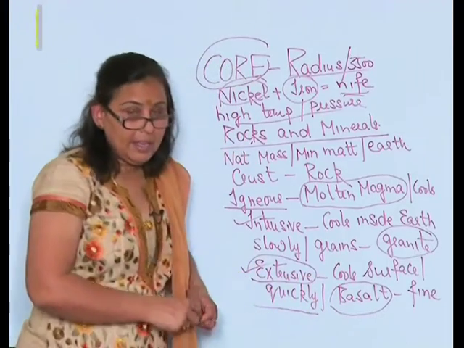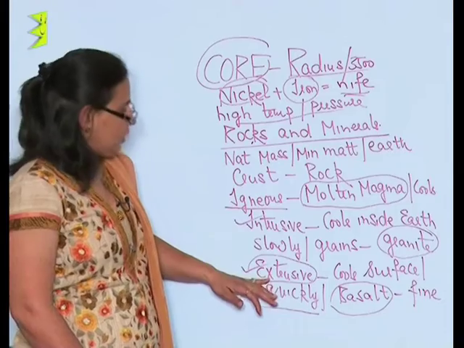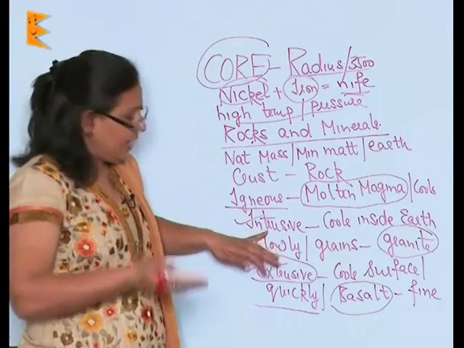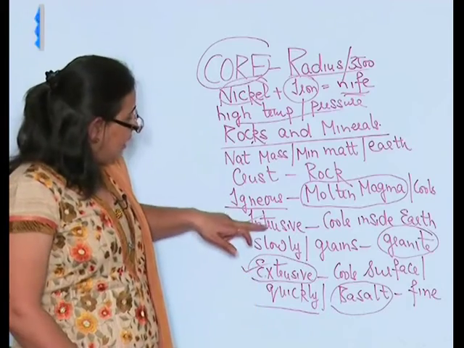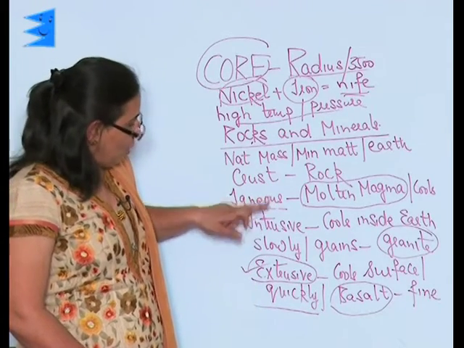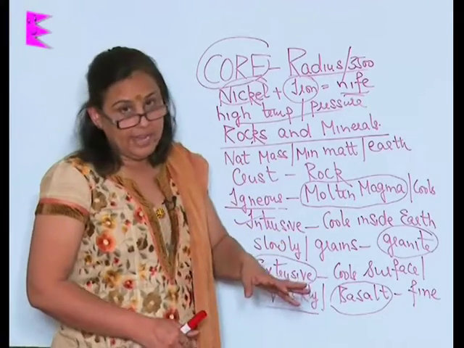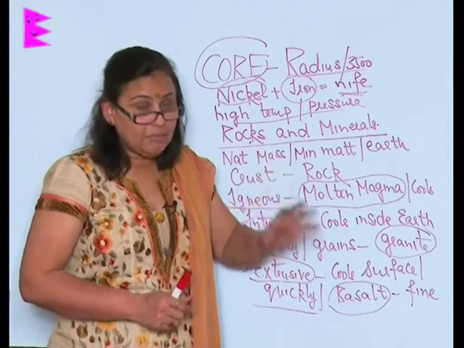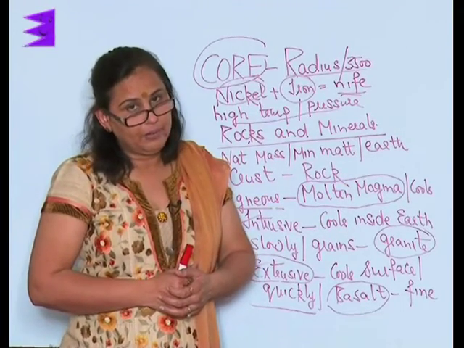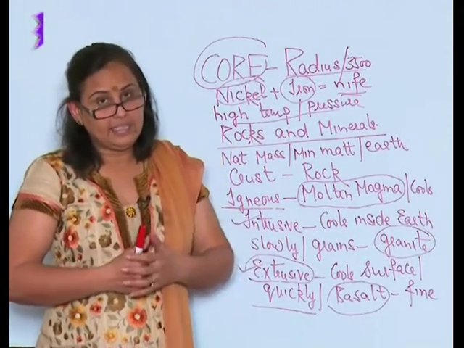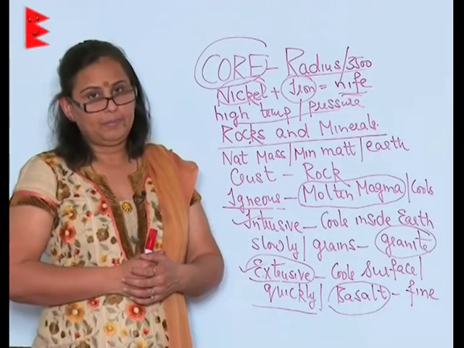So remember one thing, igneous rock is subdivided into intrusive and extrusive. Intrusive means inside, extrusive comes from the word exterior, means outside. Here the formation is slow, here the formation is quick. Of course, the basic thing is that the igneous rock is made up of the molten magma when it cools down. And the word igneous as such comes from the Latin word which means fire.